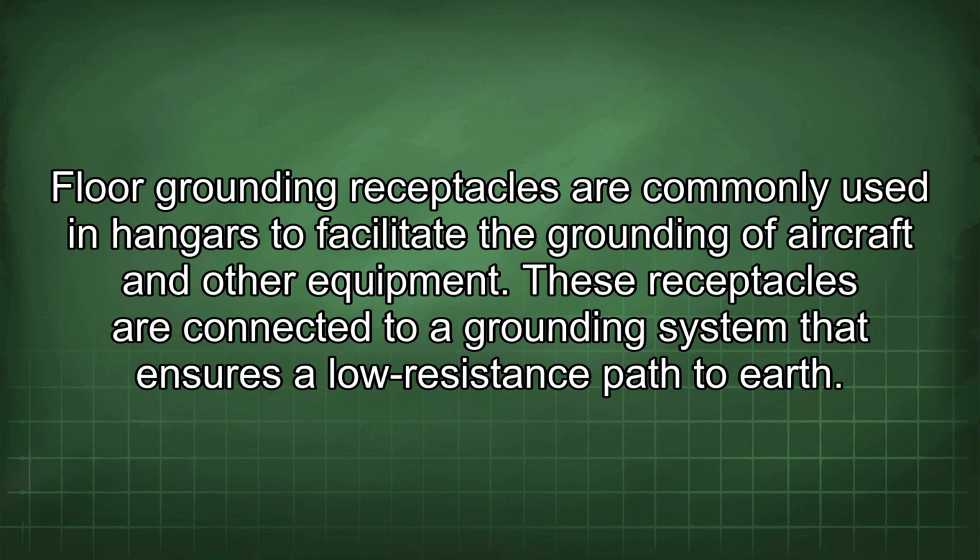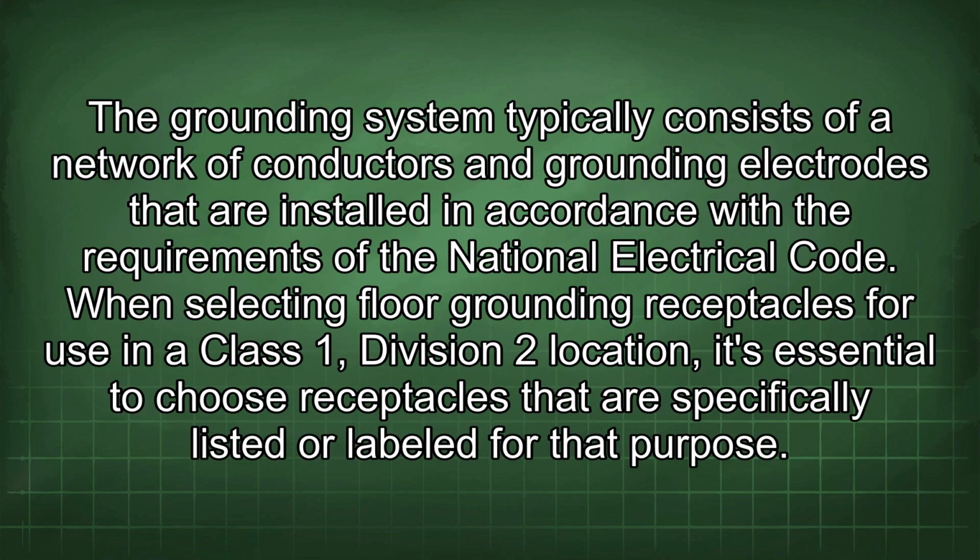These receptacles are connected to a grounding system that ensures a low-resistance path to Earth. The grounding system typically consists of a network of conductors and grounding electrodes that are installed in accordance with the requirements of the National Electrical Code. When selecting floor grounding receptacles for use in a Class 1, Division 2 location, it's essential to choose receptacles that are specifically listed or labeled for that purpose.